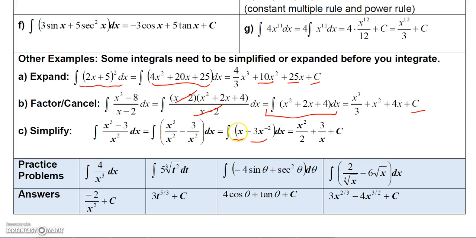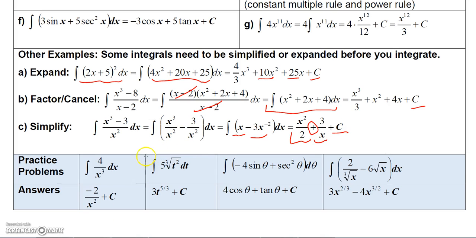And then if I integrate x, I get x squared over 2. And if I integrate 3x to the negative 2, using the power rule, if I add 1 to this, I get x to the negative 1 divided by negative 1. And then when you take negative 3 and divide it by negative 1, you actually get a plus. And then since this would have been 3 times x to the negative 1, I can move the x to the negative 1 to the denominator and just make it x to the positive 1. And then just add the constant at the end.